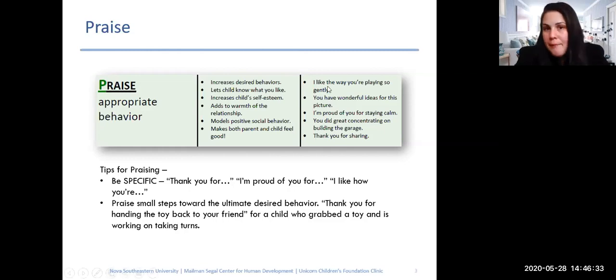Here are some other examples of praise. Again, being very specific. I like the way you're playing so gently. You have wonderful ideas for this picture. I'm proud of you for staying calm. You did a great job concentrating on building the garage. Thank you for sharing. So really highlighting and letting children know, what do we like? What do we want to see more of? And ultimately, when you praise a child, they like praise. So they're going to want to do that behavior again in order to continue to receive praise from you.